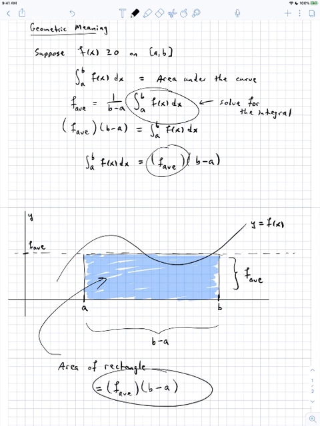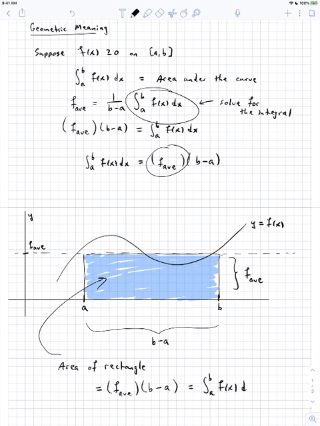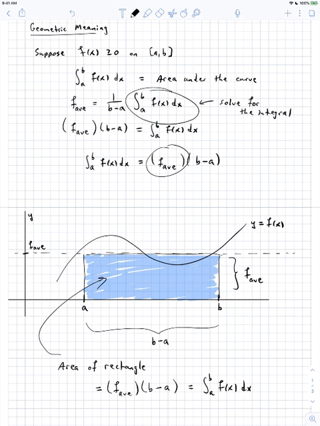But that should look familiar. We've written that down somewhere else. That is exactly equal to the integral from a to b of f of x dx. But since f was assumed to be positive, this integral is exactly the area underneath the curve. So the area of the rectangle is the area under the curve.